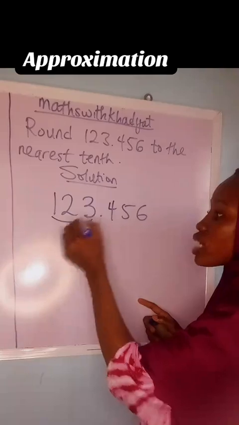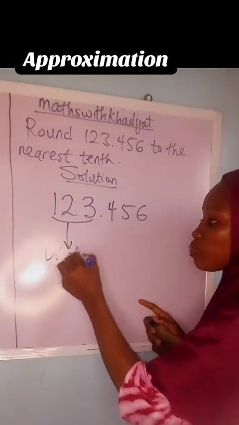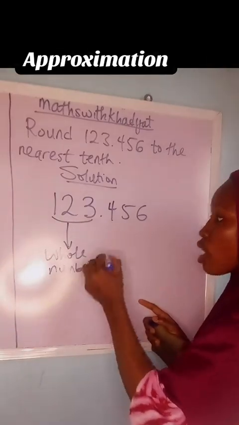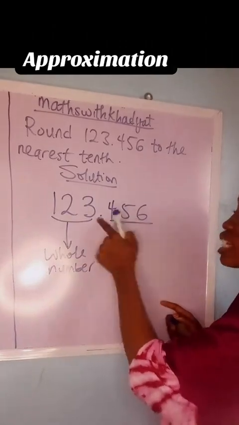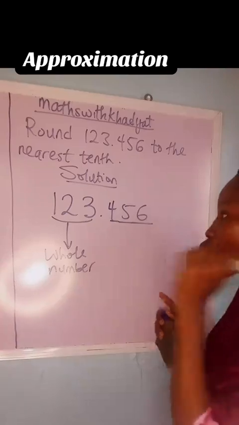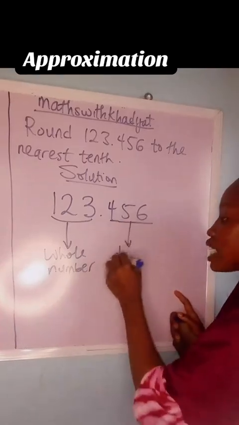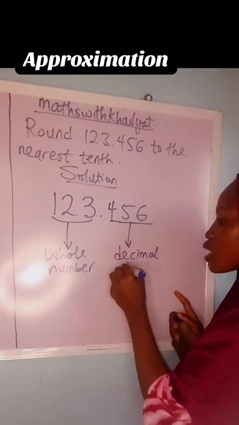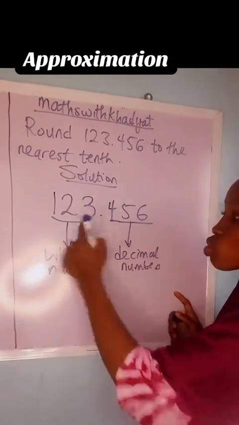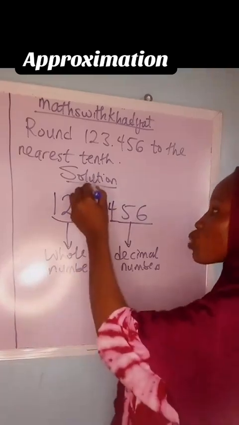Now note this: 123 is a whole number. Any number after your decimal point is pronounced one by one. So these are your decimal numbers. Are you with me? These are your decimal numbers. This is your whole number. Your whole number begins with units.